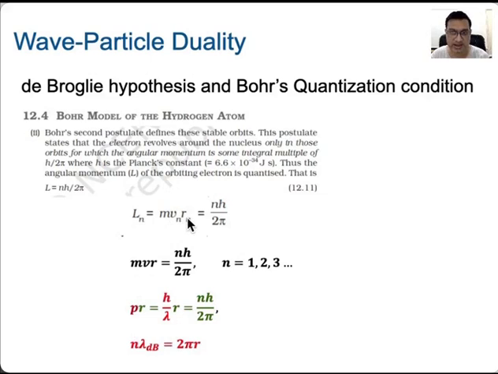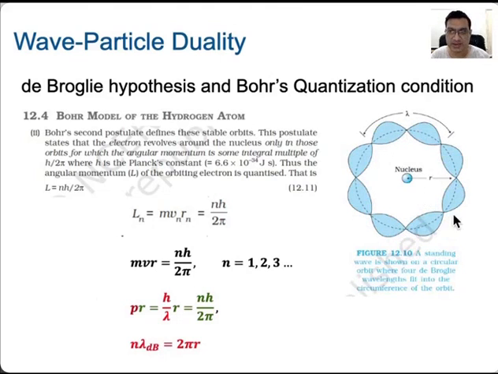So we can rewrite this mvr. Now mv is your momentum, so I can write p times r. Now p is your h by lambda, that's what we have seen in the early slides. So now I can write h over lambda times r, and here I have rewritten nh divided by 2 pi. Now h and h from both sides get cancelled. Now this lambda goes to this n, and this r combines with this 2 pi, so we can write n times lambda is equal to 2 pi r, and because this connection was made by de Broglie, I can write this as the de Broglie wavelength.